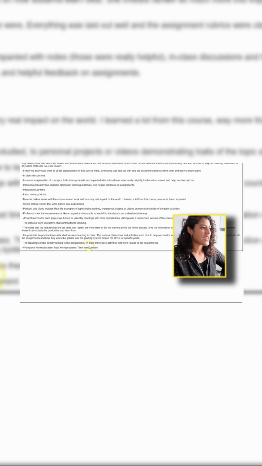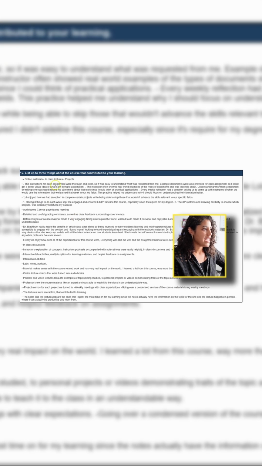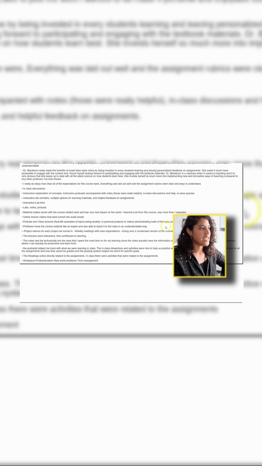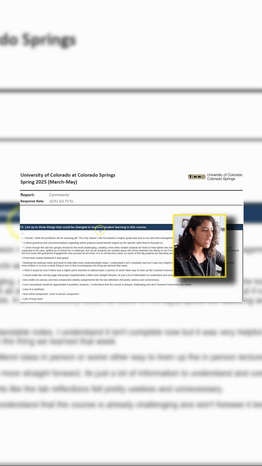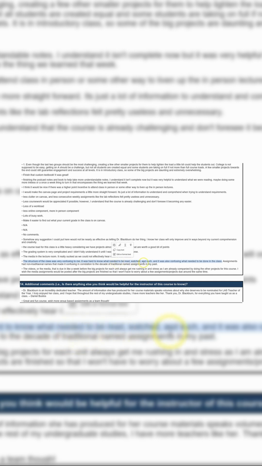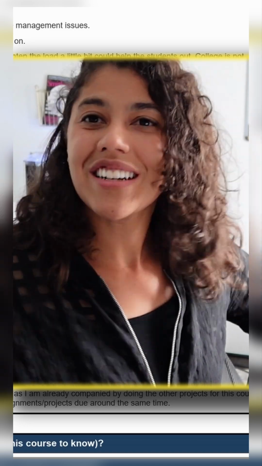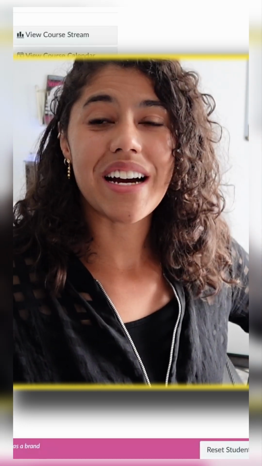Now, it is funny, during one of the comments as we were going through, people said different things about the materials. I did understand it was thorough and clear, but under things that could be improved, I had one particular student saying the structure of the class was really confusing. It was hard to know what needed to be read, watched, and such, and what needed to be done in class. That one really stands out to me, because to be honest, y'all, I am confused why this student was so confused.